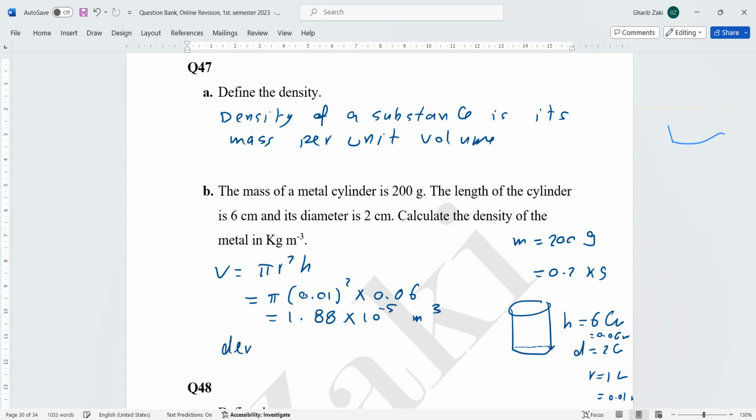The density, denoted by rho, equals the mass over the volume. The mass is 0.2 over the volume, 1.88 times 10 to the power negative 5. The answer is 1.06 multiplied by 10 to the power 4. The unit is kilogram per meter cubed. So this is the answer.